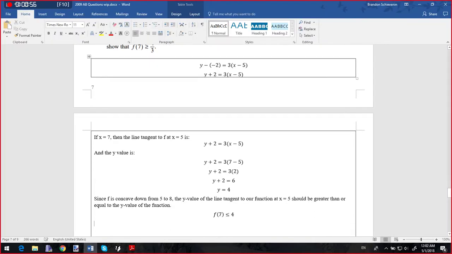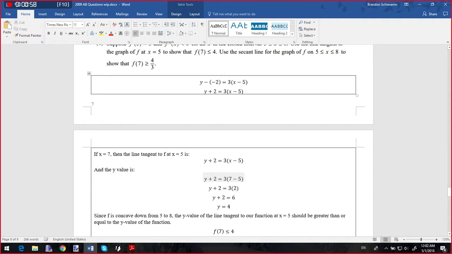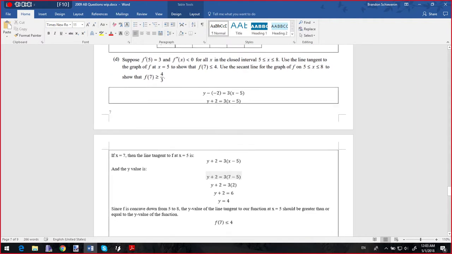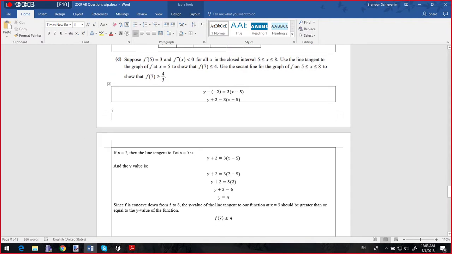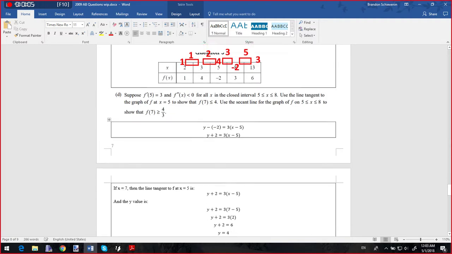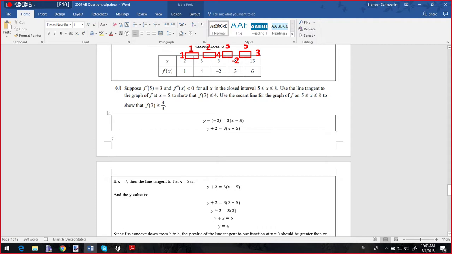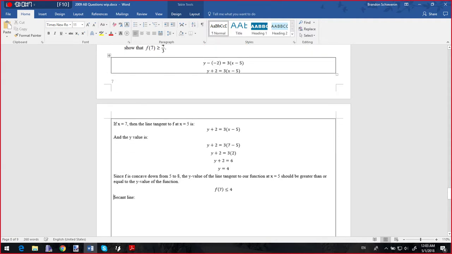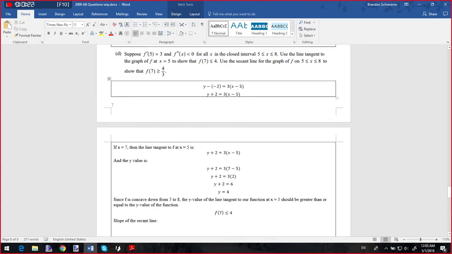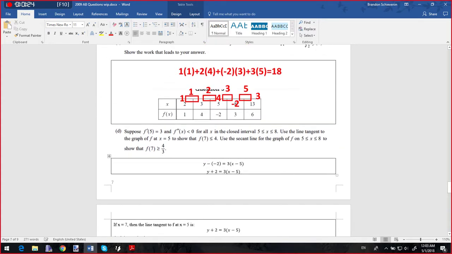Okay, so if I do that, the equation of my secant line would be the line between 5 and 8. So I need a point and a slope. Secant line, I need the slope first. The slope of my secant line between 5 and 8 is going to be the average value here. So that's f of 8 minus f of 5 over 8 minus 5.